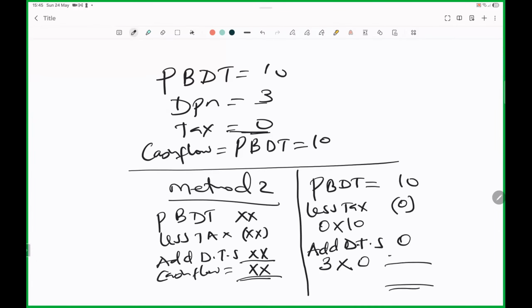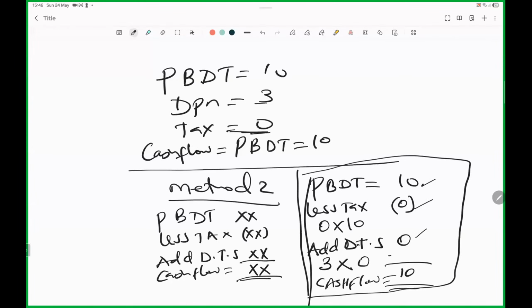So come and do your abracadabra. 10 minus 0 plus 0 is 10. So this is your cash flow. And this is the most important formula that I would want you to really appreciate from today moving forward: how to get cash flow.